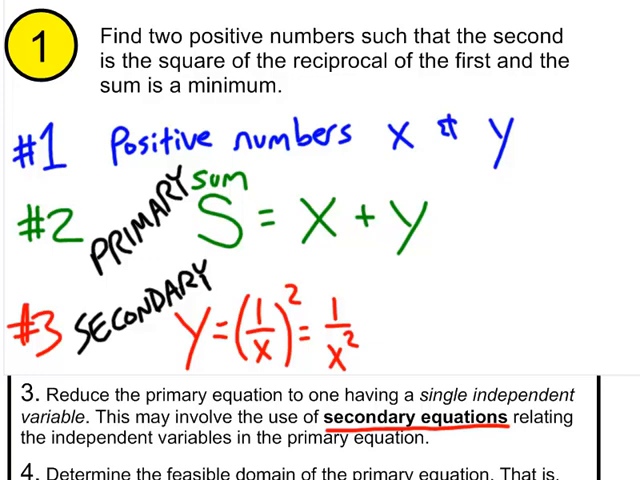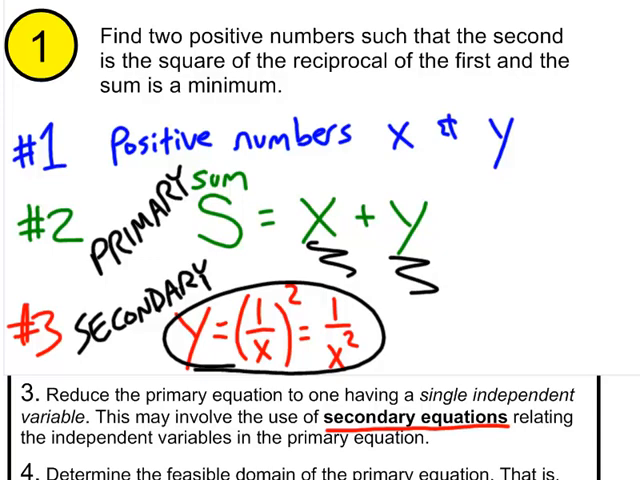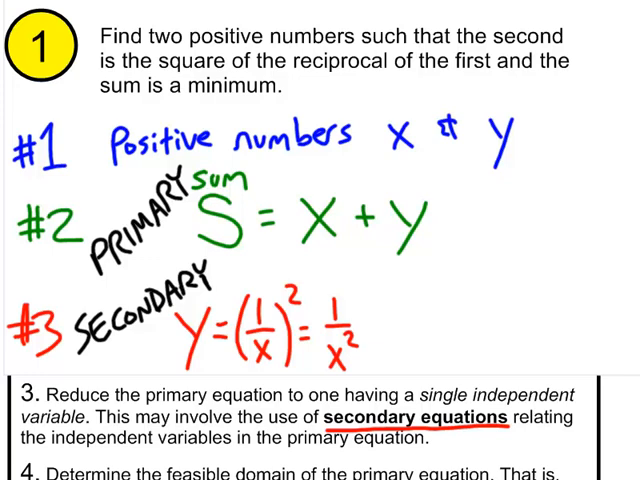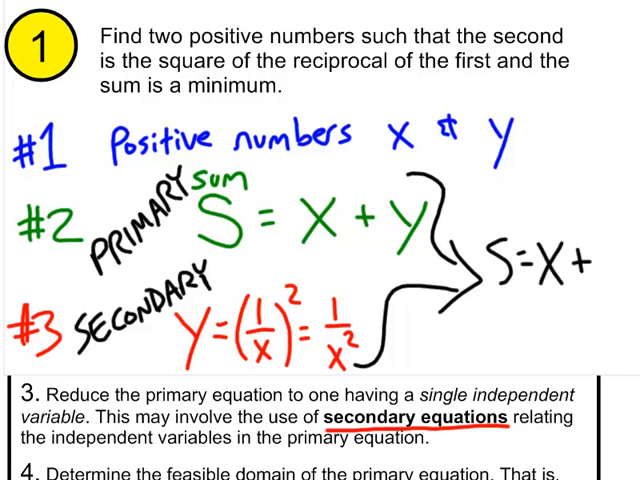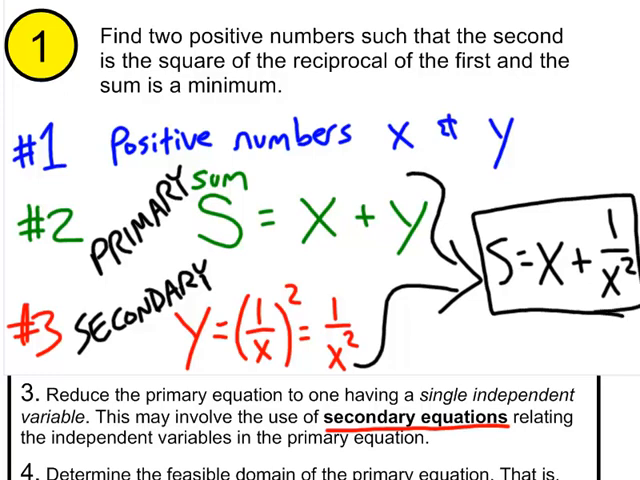So one more time, primary equation is the thing that you want to make as big or small as possible. And secondary equation is the relationship that's going to relate these two variables and allow us to write the primary equation in terms of one variable. So let's go ahead and do that. Let's combine those two equations and say that S equals x plus, and what I'm going to write instead of y? Well, I'm going to write 1 over x squared because that is what y equals. And now I have completed step number 3 because I have that primary equation written in terms of just one variable x.